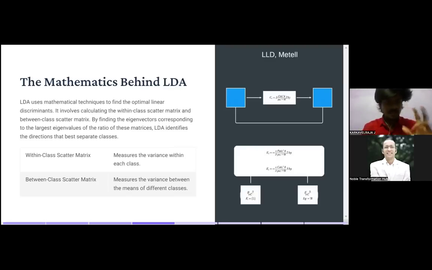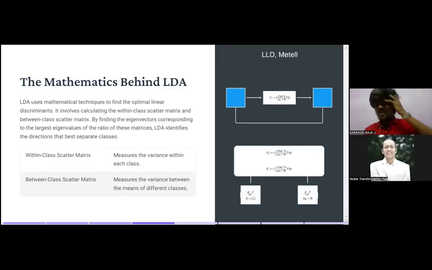Next, the between-class scatter matrix measures the variance between the means of different classes. This is one class with its data points, and this is another class with its data points. The distance between them, the variance between them, is defined by the between-class scatter matrix. Hope you can understand.